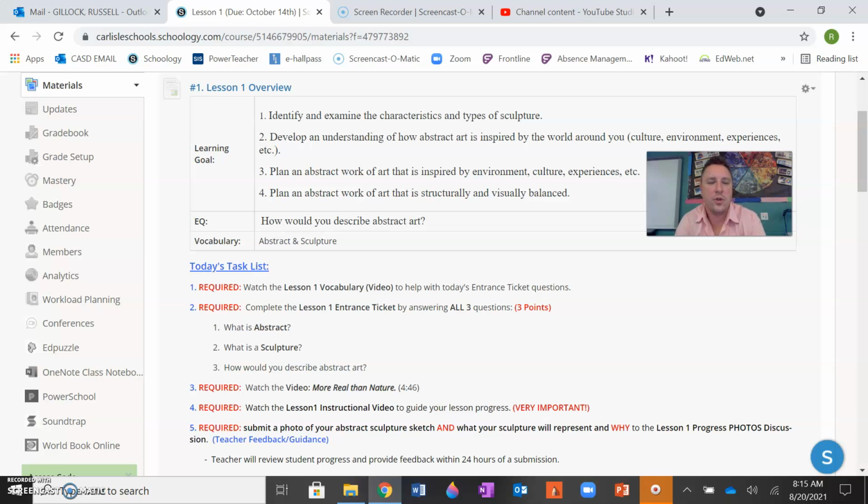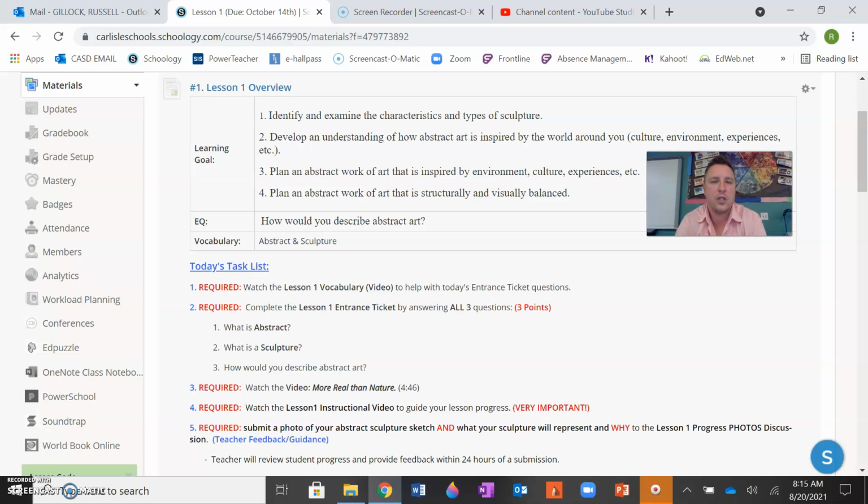So we have a handful of learning goals here. We're going to go over all your tasks for this lesson so you know how to complete everything accurately, so you can achieve the highest level understanding and make the most efficient sculpture possible. All right, so get into those lengthy learning goals.